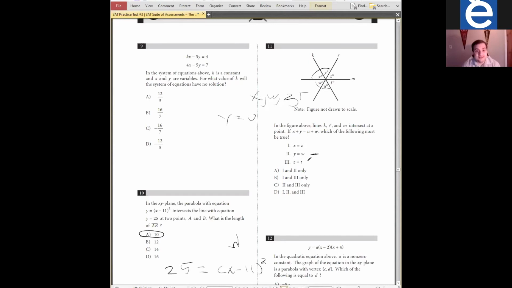And then 3, z is equal to t. Okay, well, that's the same thing. z is the vertical angle of w, and t is the vertical angle of x. So we know that's accurate. So the answer here is B, 1 and 3.